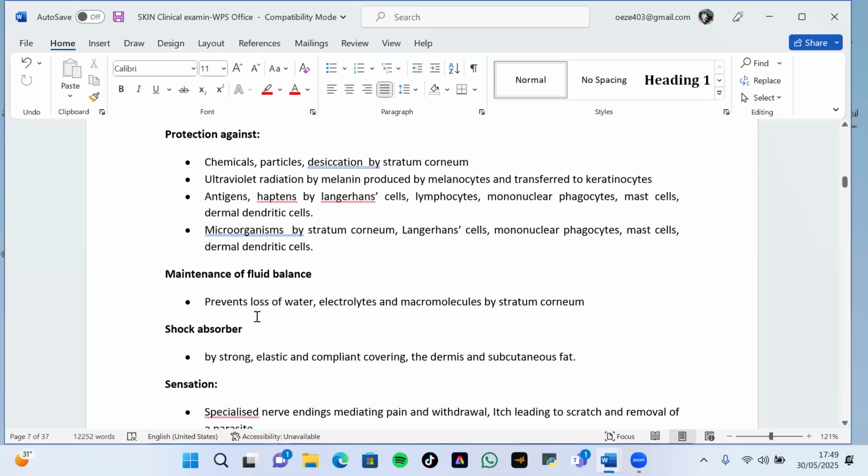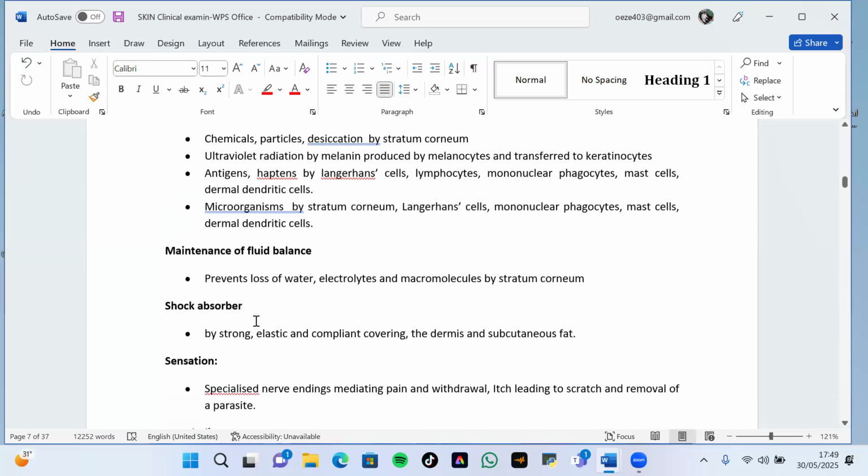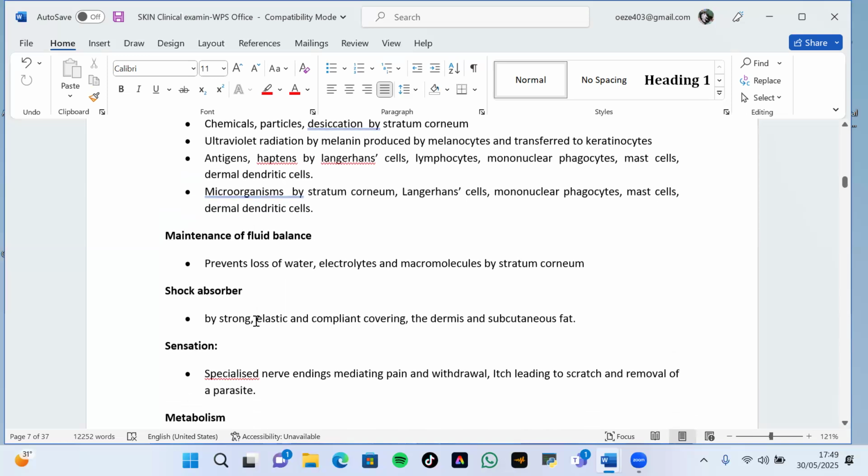Another function of the skin is maintenance of fluid balance. So the skin prevents loss of water, electrolytes, and all of that. We said that the skin is involved in thermoregulation, so it prevents loss of water from dehydration.